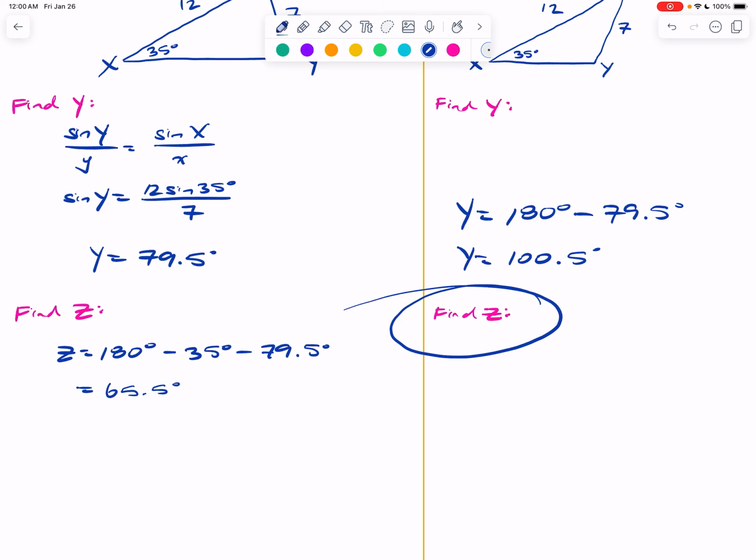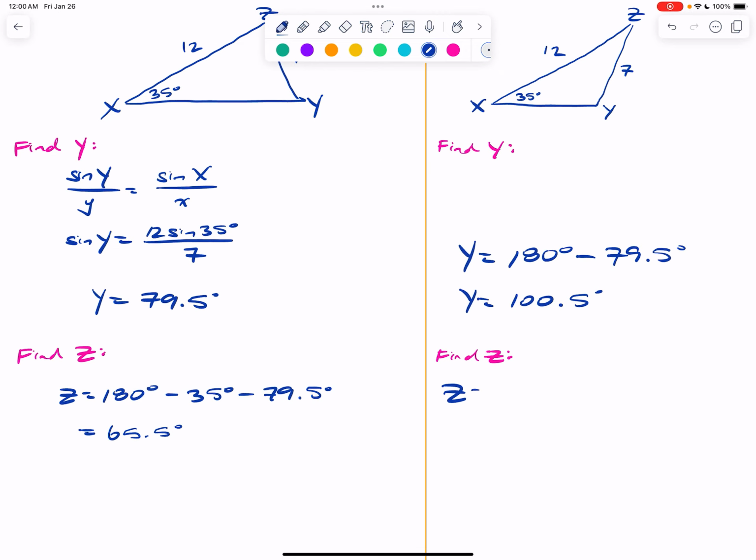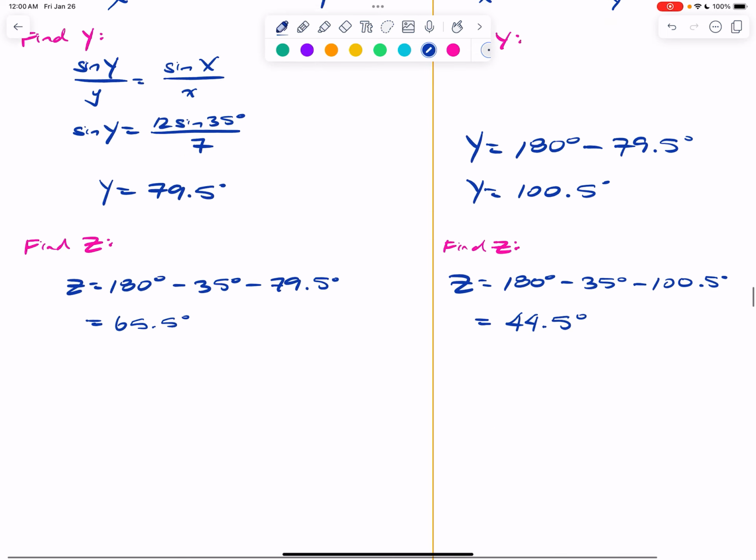Here again, we're finding z, and it's that same idea. We now have angle x, we have angle y. We're going to subtract those from 180 to find angle z. So z is 180 degrees minus x, which we have, and minus y, which we now have, which tells us that z is 44.5 degrees.